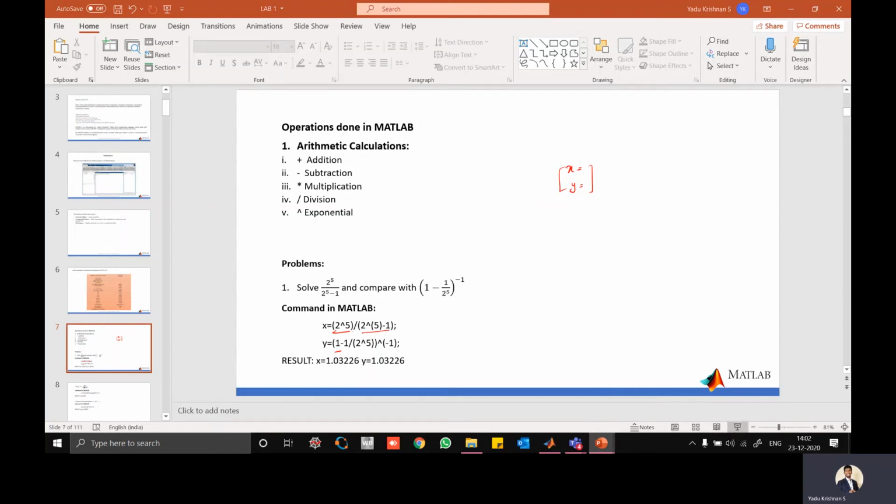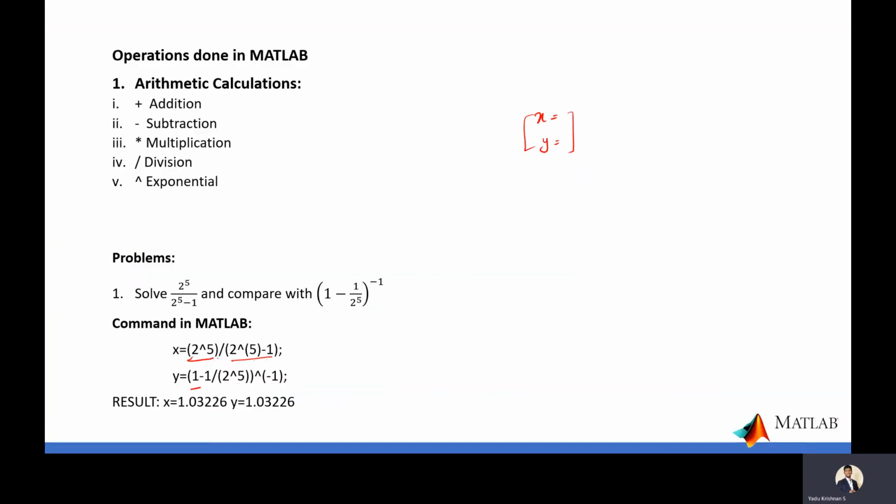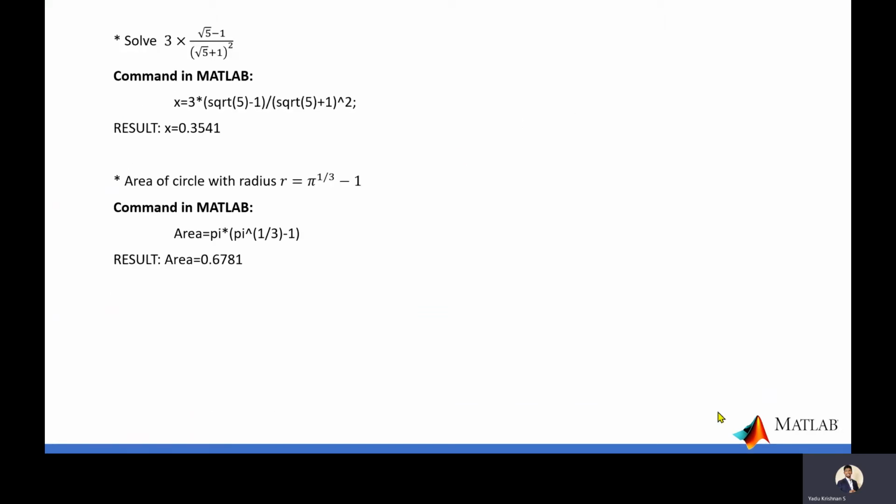Okay, so that are the arithmetic operations. There we used a square, power as well as the division. The same way you can see the question here: solve 3 into root 5 minus 1 divided by root 5 plus 1, the whole square. It's very simple, like how you write it on paper, or how you do it in the calculator, the same way only here also we have to do.